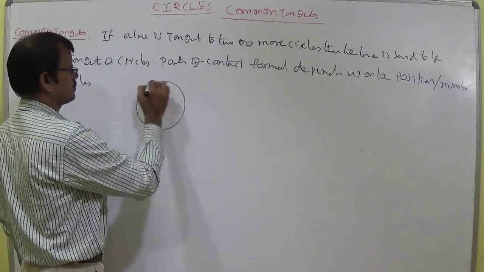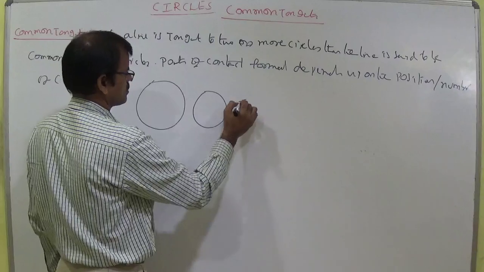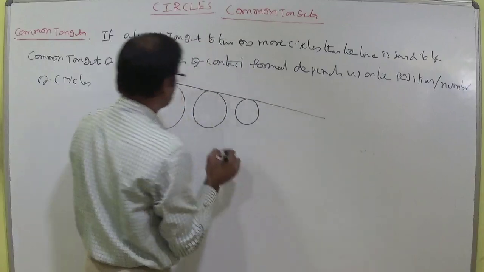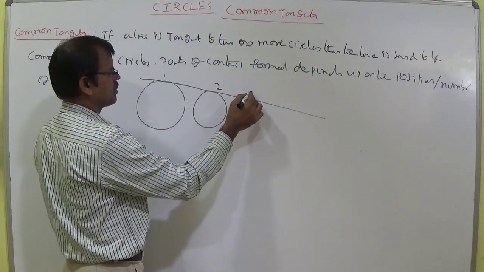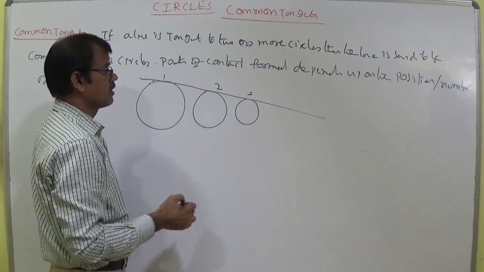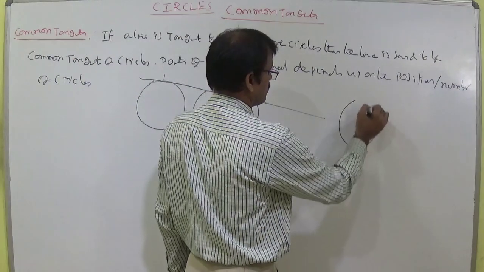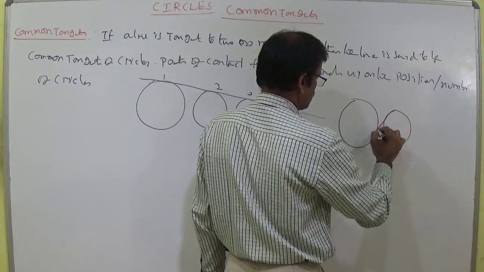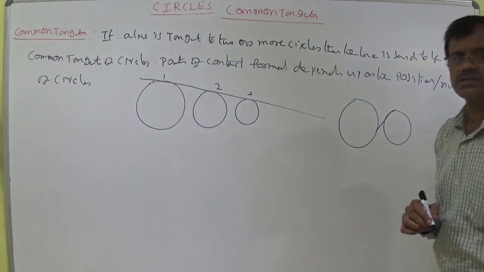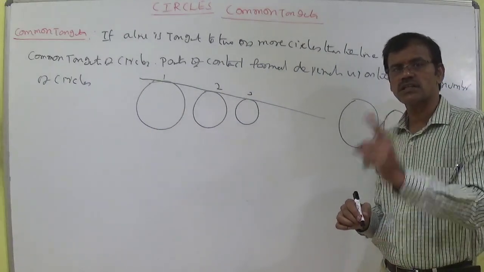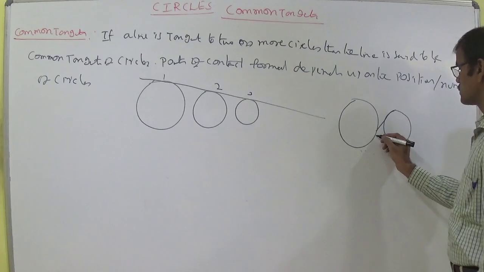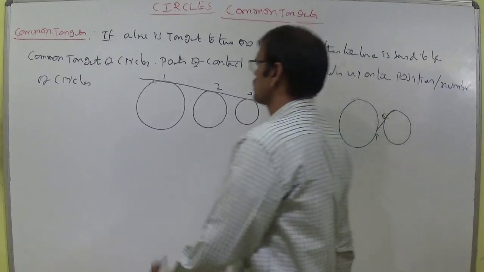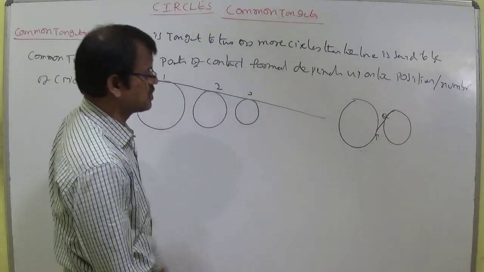Example, let us draw like this. Now what is happening? This is the common tangent. So this is 1 point of contact, 2 point of contact, 3 point of contact. Now draw like this. This is also a common tangent. A tangent means the line which touches exactly the circle. This is 1 point of contact, this is P and this is Q. Now, these are external positions.